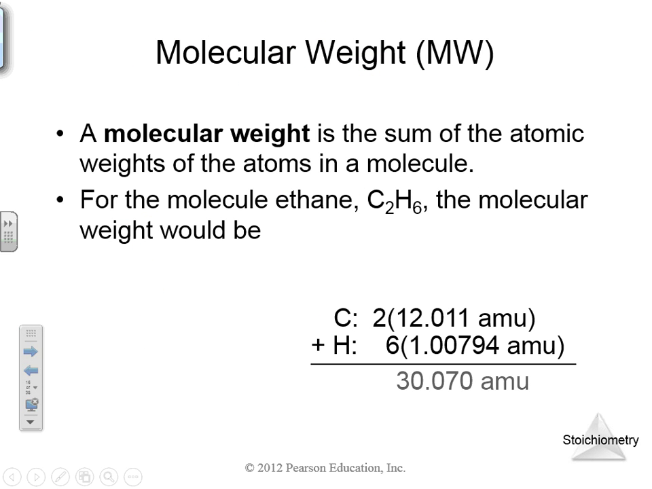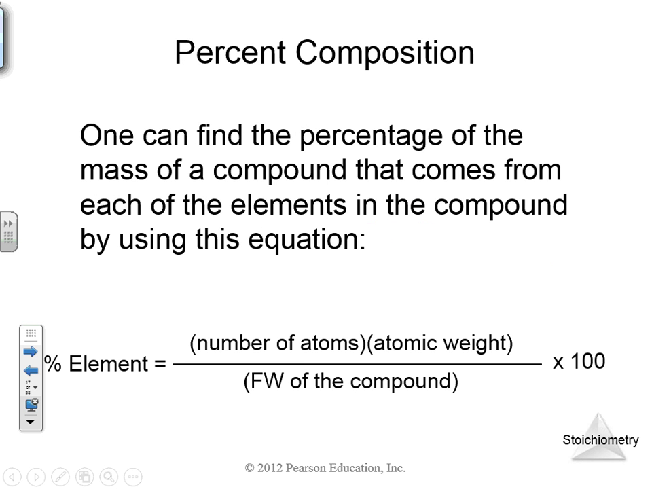Molecular weight is the same. So if we have a molecule like ethane, let's find the weight of ethane. Ethane is C2H6. We have 2 carbons multiplied by the weight of carbon, which is 12. We have 6 hydrogens. The weight of hydrogen is 1.01. Add that together, that's our molecular weight. So formula weight, molecular weight, we are finding the weight for compounds and molecules.